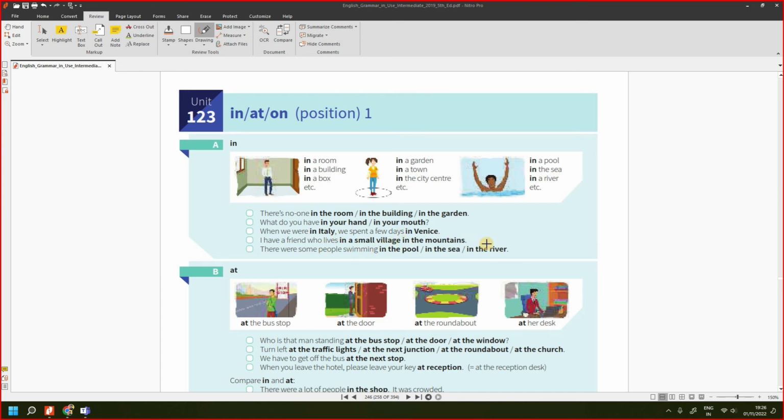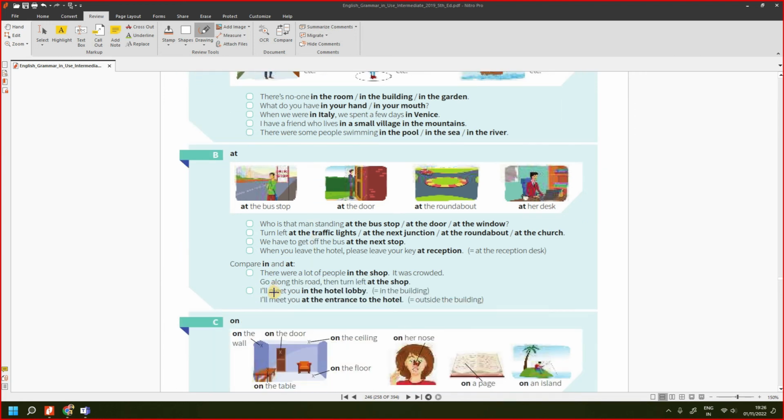Okay, in a small village in the mountains, like that. Fine. Now, bus stop. Bus stop is a particular place. Normally, for a bus stop, or like a railway station and all these things, we use this one. We normally say at the bus stop, at the railway station, at the bank, like that.